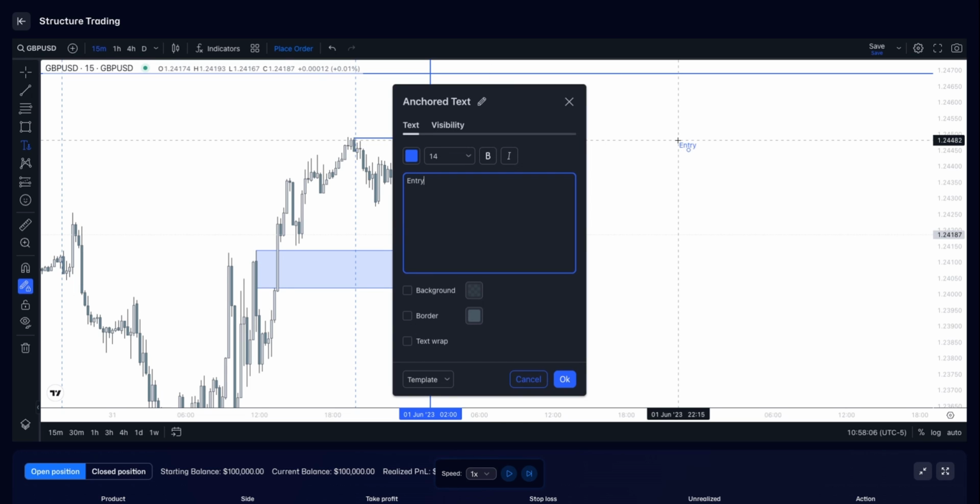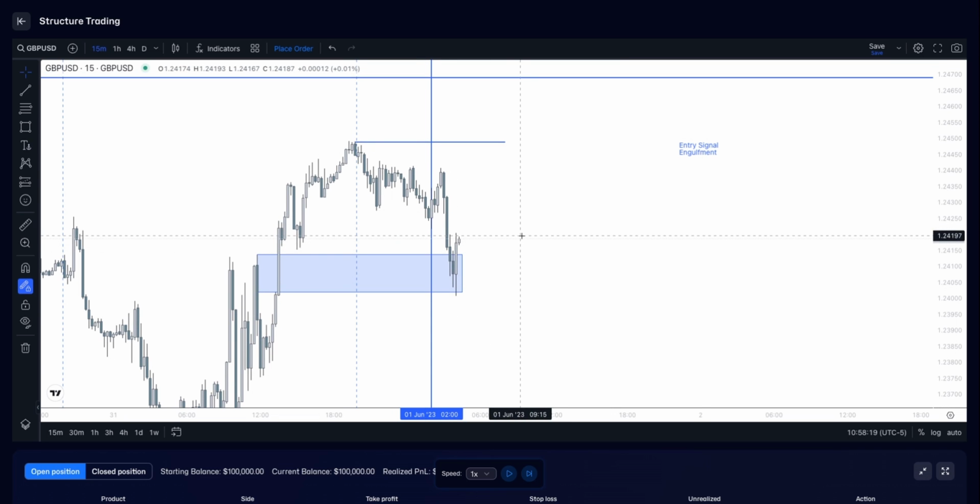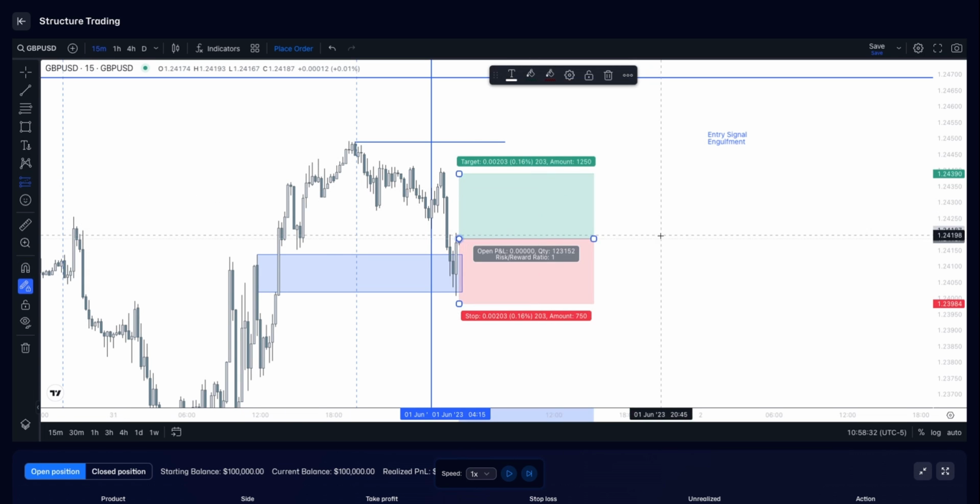Entry signal. One of them, it's not all of them, but is a engulfment. Okay, so there we have an engulfment. Because I don't want to go to lower time frames and look for lower time frame entries, I'm going to stay on the 50-minute just to make it easier. Okay, so we then select a long position from there, ideally at the open of the new 15-minute candle.